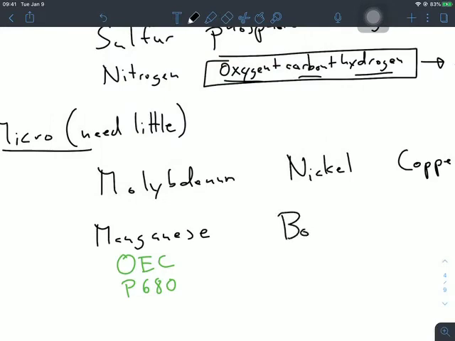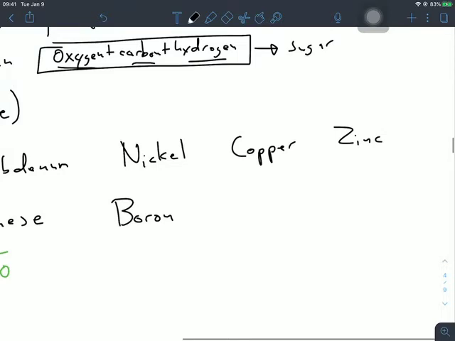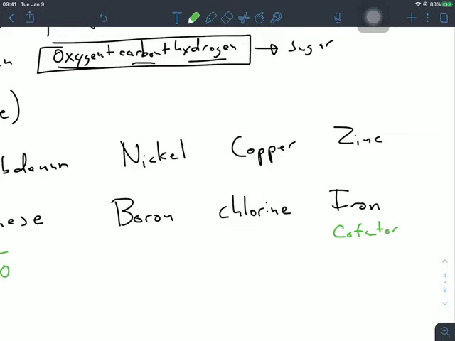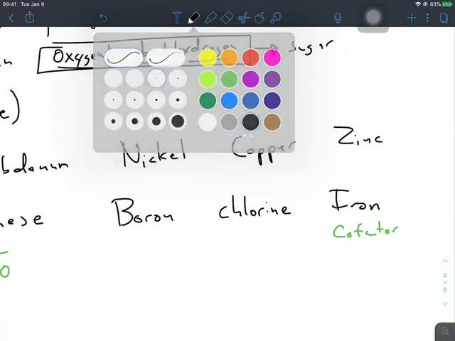Boron is another common micronutrient. Plants need a little bit of it, both in membrane structures as well as proteins. Chlorine, lots of ion signaling in chlorine. And then last but not least, iron. Think back again to photosynthesis in our iron-sulfur proteins. Iron is needed in small amounts in order to complete photosynthesis. It is a cofactor in photosynthesis. It's needed to be there in order to facilitate the process.